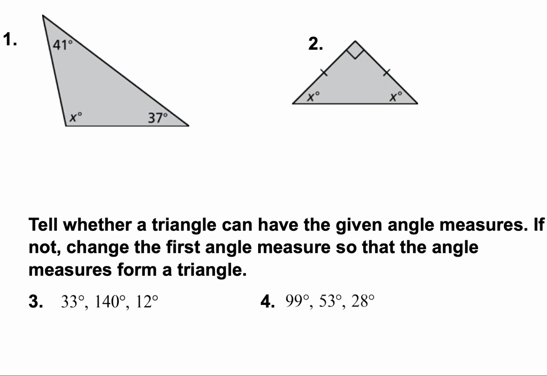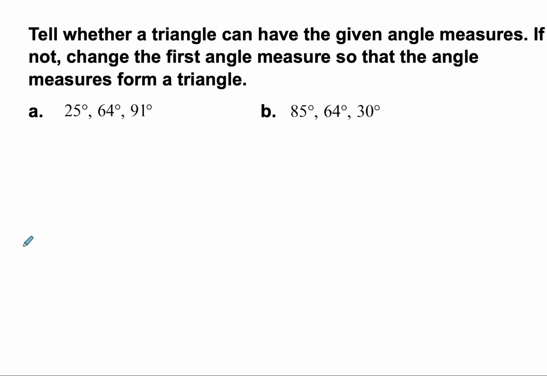All right. Oh, I skipped one here. Okay, and then for our final type of problem for the 7.3 extension, you are explaining whether or not a triangle can have the given angle measures. And then if not, you have to change the first angle measure so that the angle measures form a triangle.